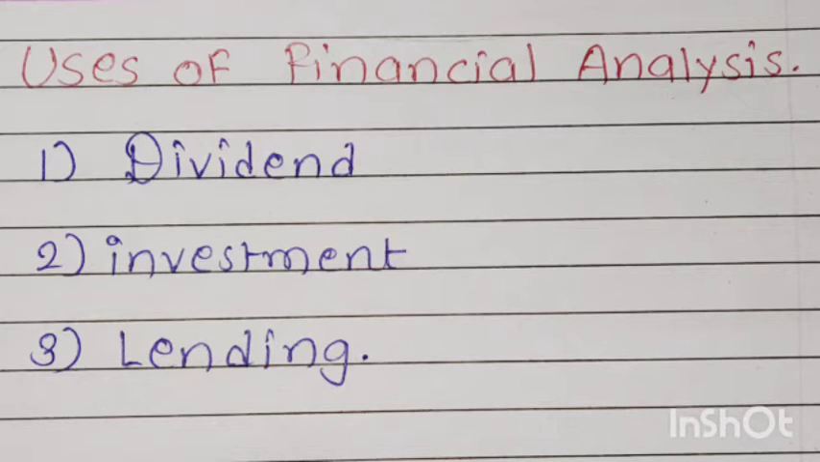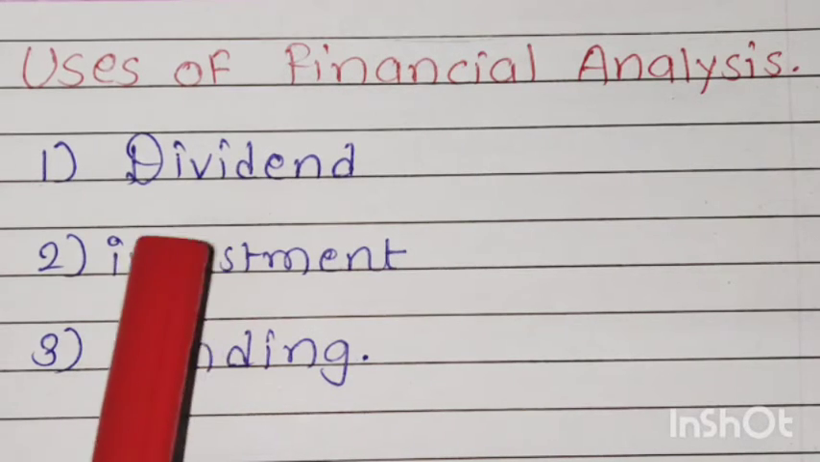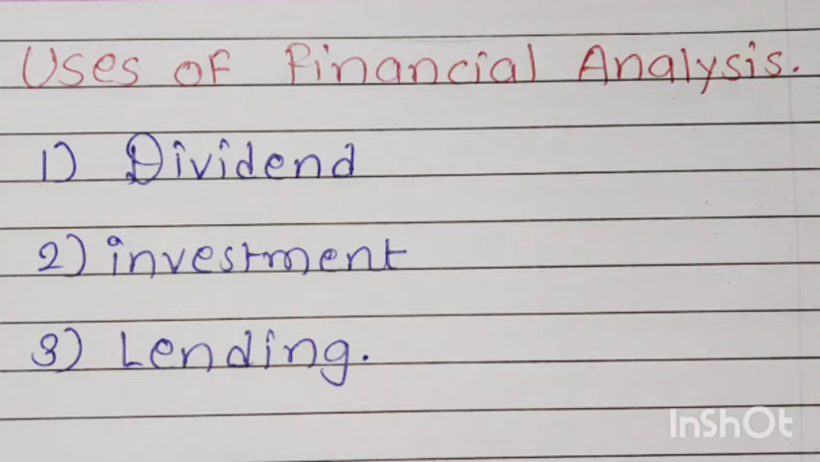Next है analysis of liquidity. ये क्या दिखाता है? This discloses the short term solvency of business entity. The next, analysis of solvency. This discloses the long term solvency of business entity. And analysis of efficiency. This explains the degree of use of assets. So these 3 main uses we have to discuss today.